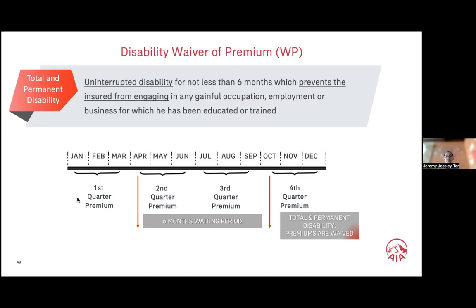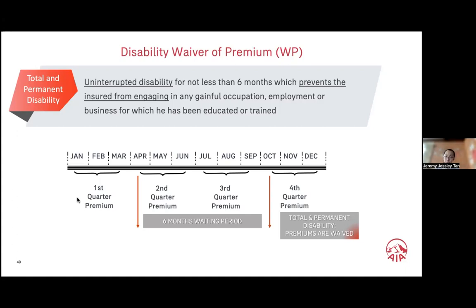Now, your premium is paid for January to March. In March, you got into an accident. The insured got into an accident, but we will not immediately consider it total and permanent disability. What happens is, you still have to pay the second quarter and third quarter premiums. This is called the 6-month waiting period. It says uninterrupted disability, so you must be disabled for 6 months.